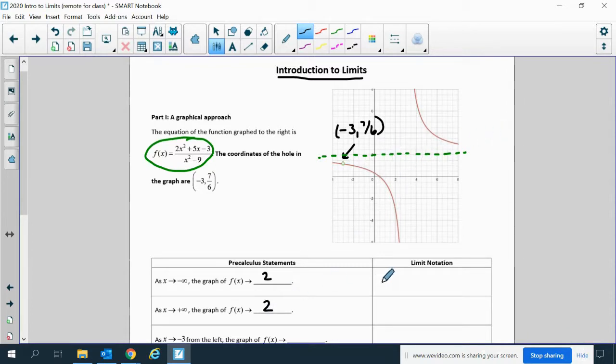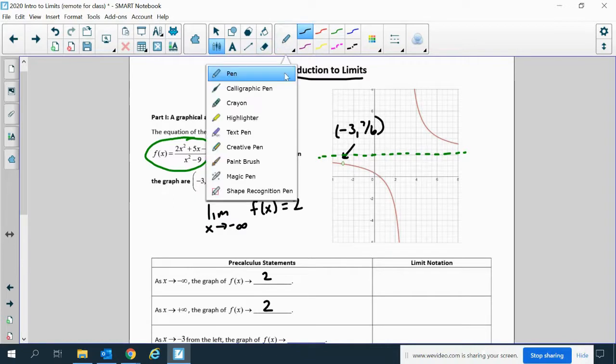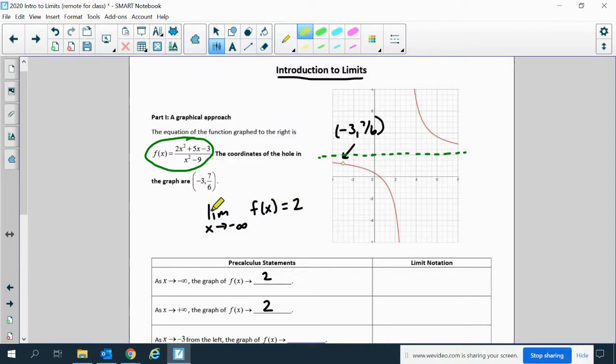Well, if we are extending this to understanding what limits are, we would start using a new notation. So our notation would be the limit as x approaches negative infinity of f(x) equals 2. That's going to be our new notation. And here's what the parts of the notation are.